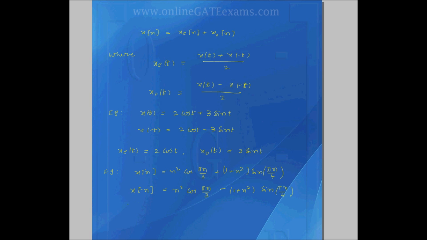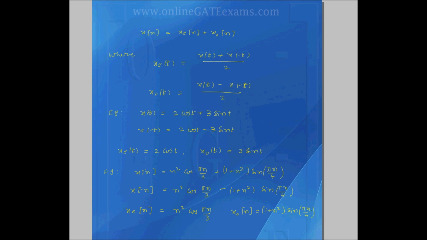So what will be our xe of n for this case? xe of n would be equal to x of n plus x of minus n. Clearly the second term will get cancelled out, so this will be equal to n square cos pi n by 3. Similarly, xo of n, you subtract one from the other, so obviously the first term will get cancelled out and the second term remains. So this will be equal to 1 plus n square into sine pi n by 4. This will be our odd part.